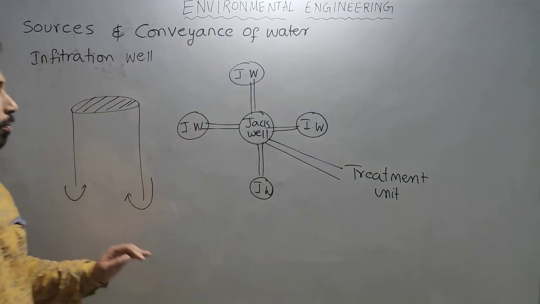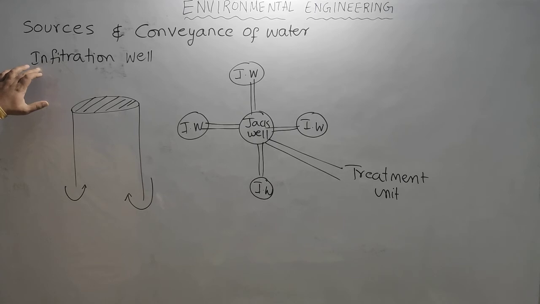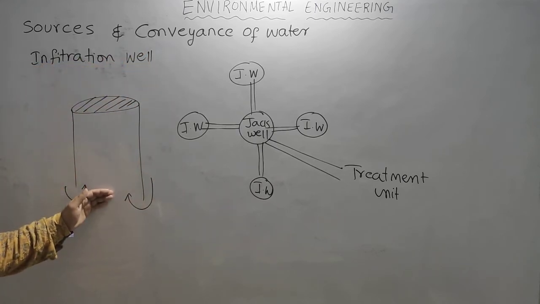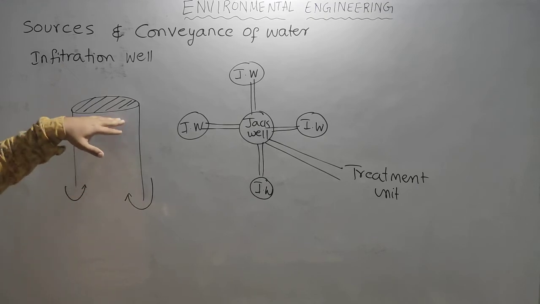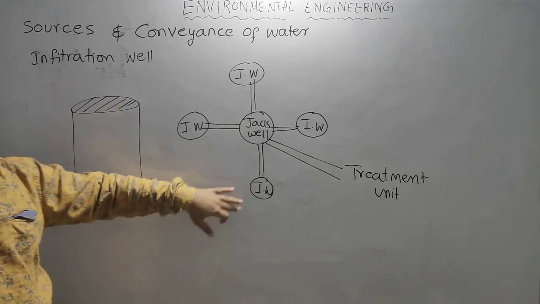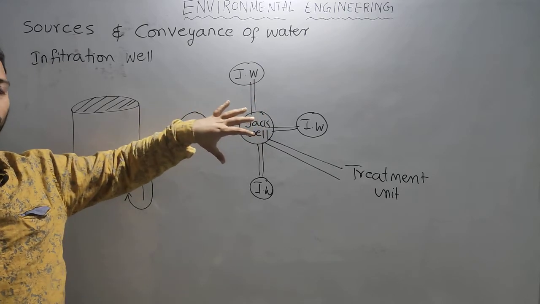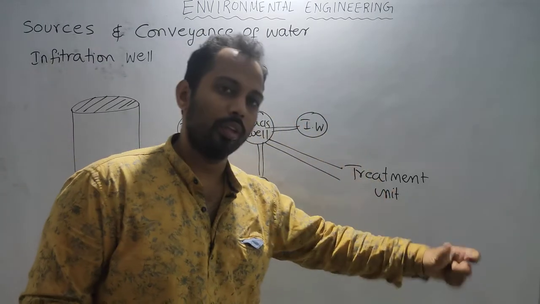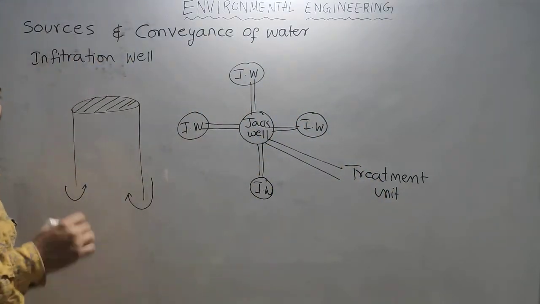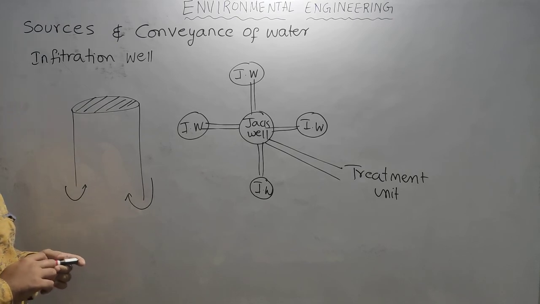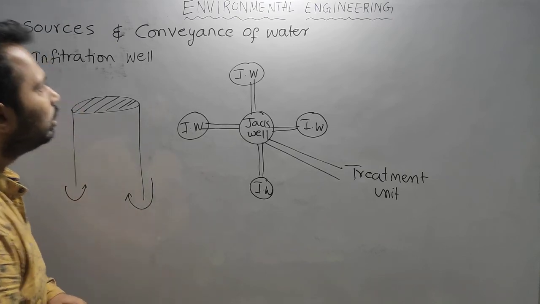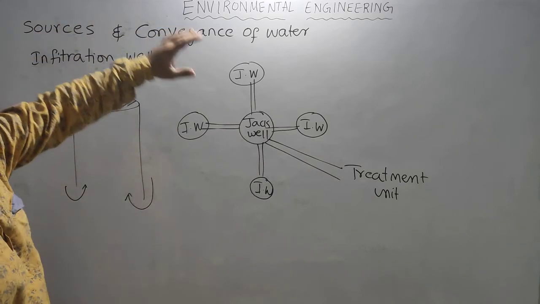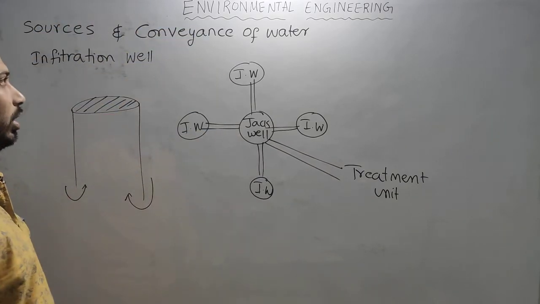This is a very important bit you need to remember. The infiltration well is closed at the top, open at the bottom. The water comes into the infiltration well like this. We connect all the infiltration wells to a well called the jack well. This is important: the jack well. This jack well will feed the water into the treatment unit. Further steps will be done in treatment, and then we send that water into the distribution system. These are the things we need to learn in the part on source and conveyance of water.